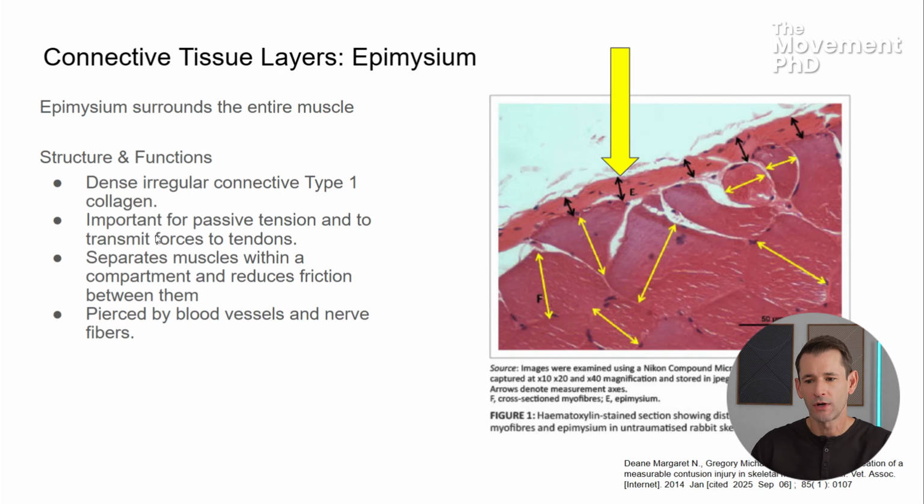It also helps to transmit forces from the muscle itself to that tendon, so it has a really important role in transmission of forces both passively and actively. It also separates muscles within a compartment and reduces the friction between them. In a lot of parts of our body, there are multiple muscles that occupy a very similar space. We need some way to separate out each of those different muscles and allow them to contract and slide across one another. That's a role of epimysium, to separate those muscles and to reduce that friction as they both contract.